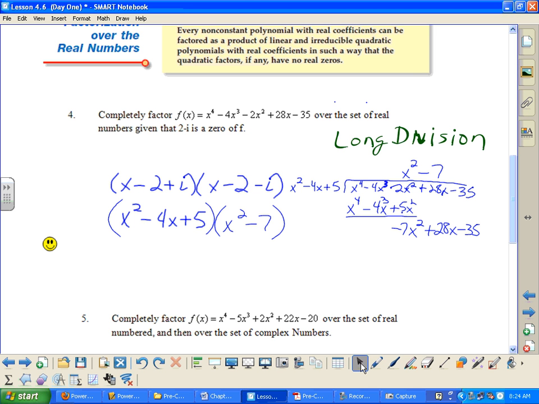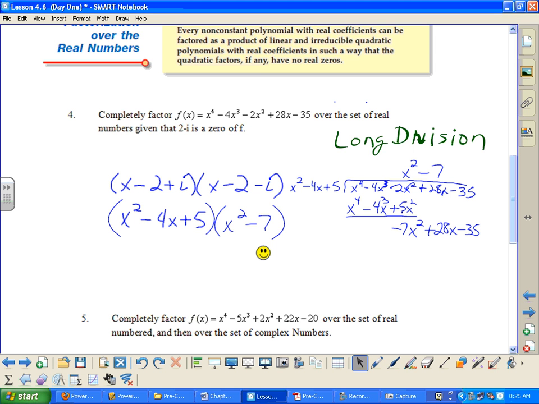But in number 5, where they say they want it over the set of real numbers and complex numbers, if they want it over the complex numbers, then I would have to take this x squared minus 7, and I actually have to, yeah, you have to factor it. Well, when I factor it, I just get square root of 7. So, what's that?